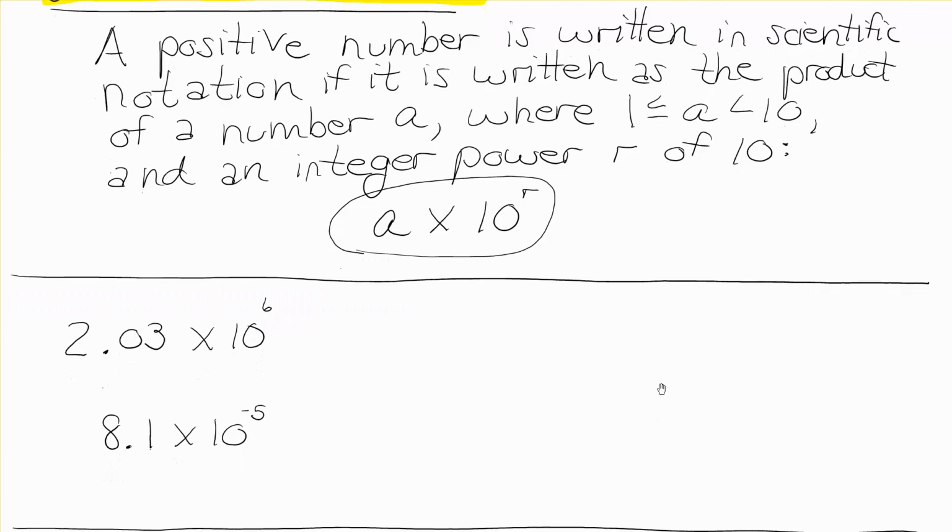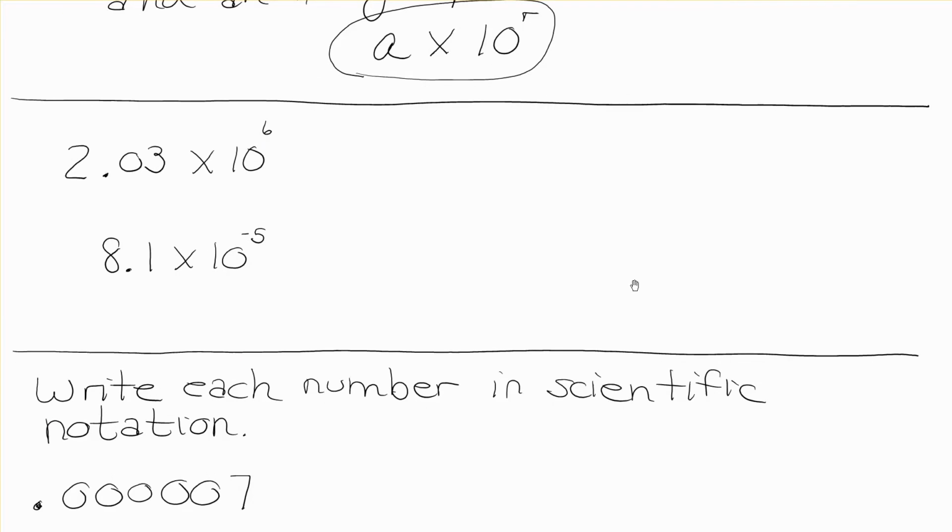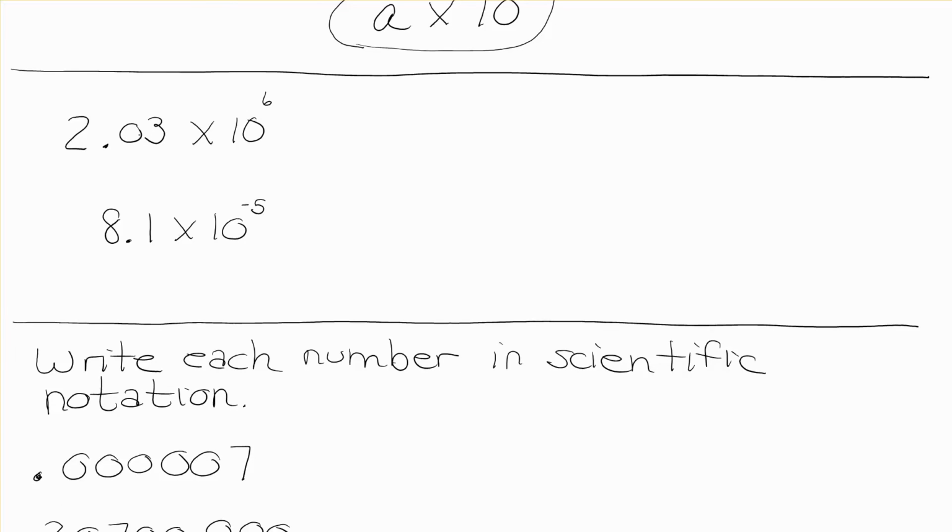So let's take a look at a couple of examples of scientific notation. We have 2.03 times 10 to the 6th power. What does that really mean? Well, that really means 2.03 times 10 to the 6th power. We're multiplying it by 10 to the 6th power. 10 to the 6th power is a 1 followed by 6 zeros. And if you remember, when we multiply by powers of 10, we move our decimal place over by the number of zeros in our power of 10.